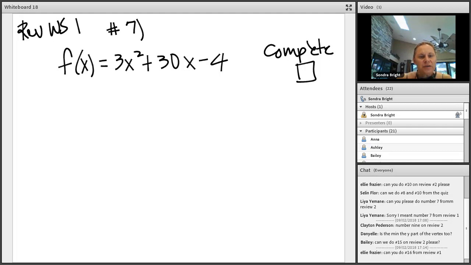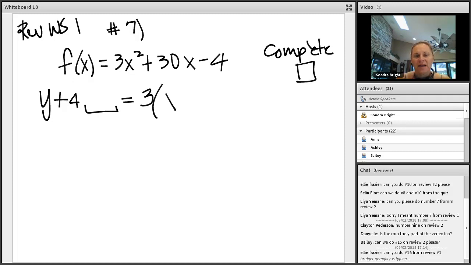So the first thing I'll do is replace the f of x with a y, because that's the same thing. And then I'm also going to add the constant over to the y side. So add 4, I'm going to leave a little space. Before you complete the square, you can't have a number on the x squared, so I'm going to factor it out. So I factor out the 3, and I'm going to factor out the 3 from the 30x, which leaves me with a 10x, and leave a little space.